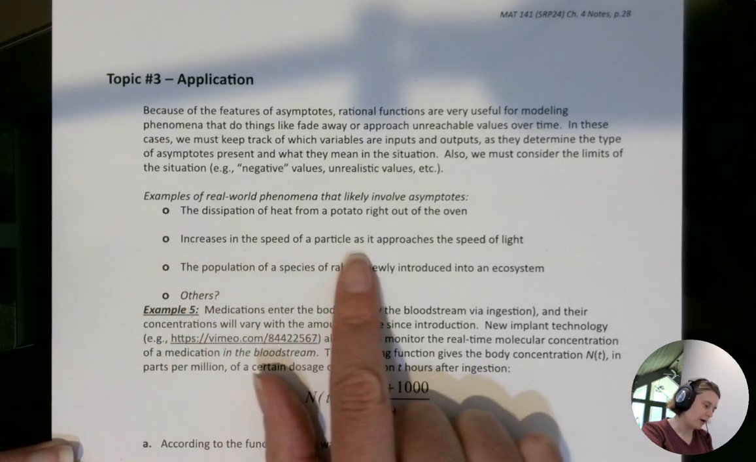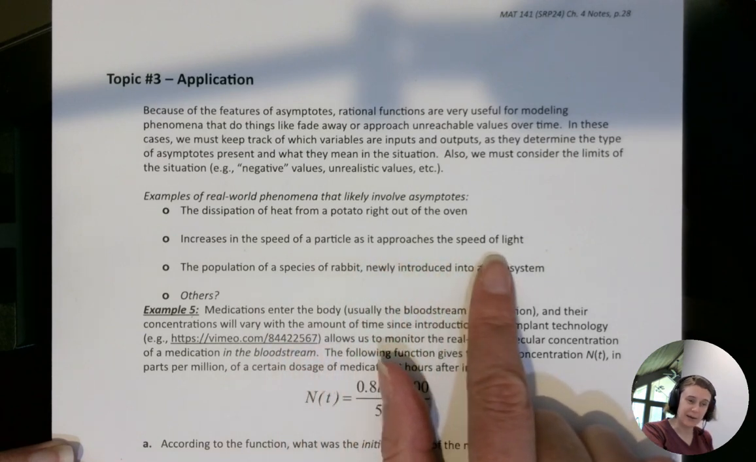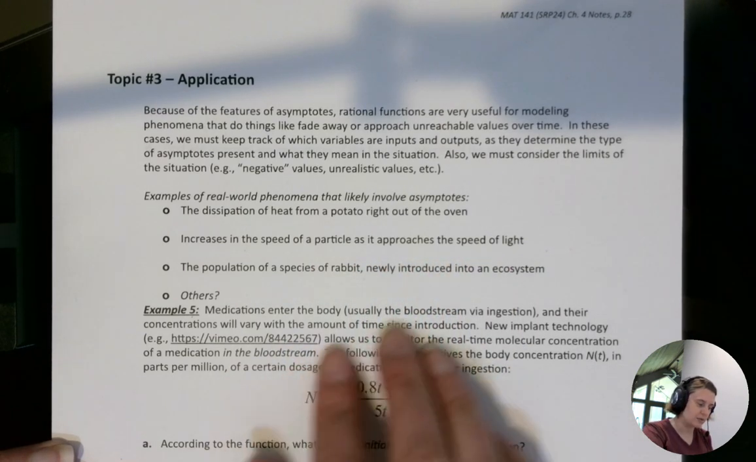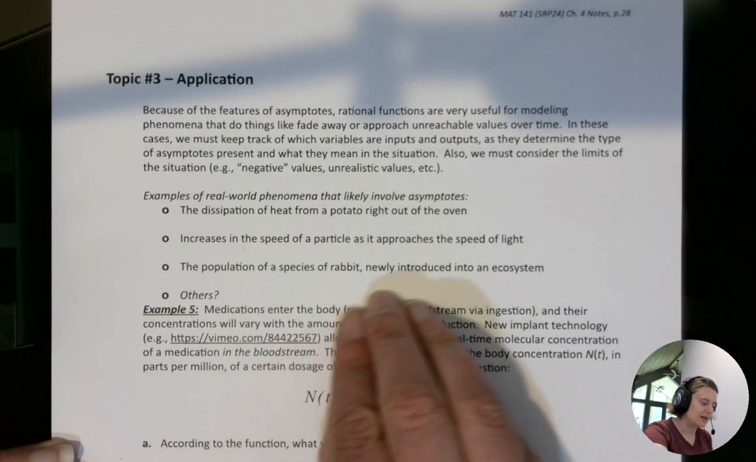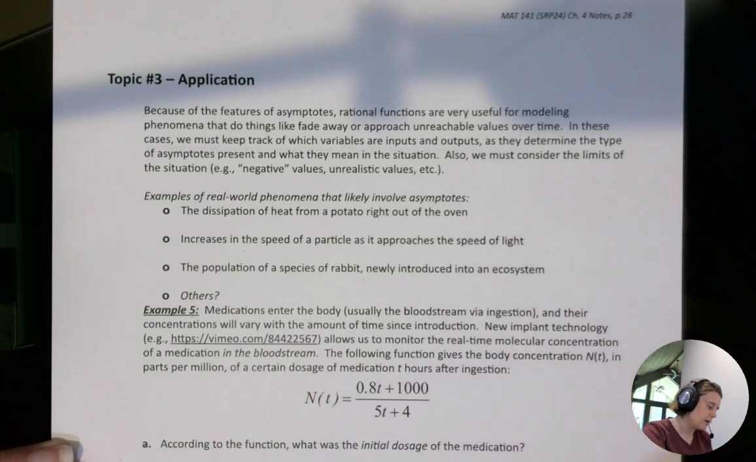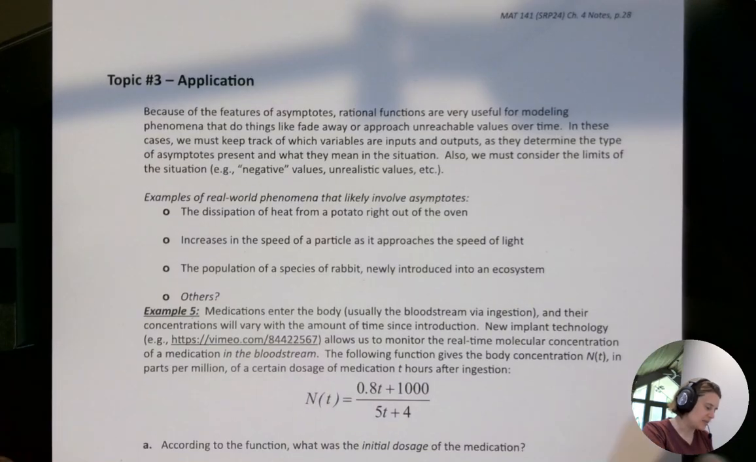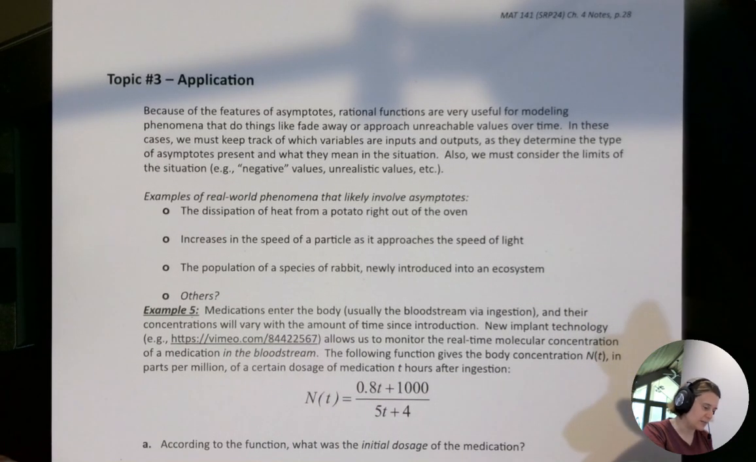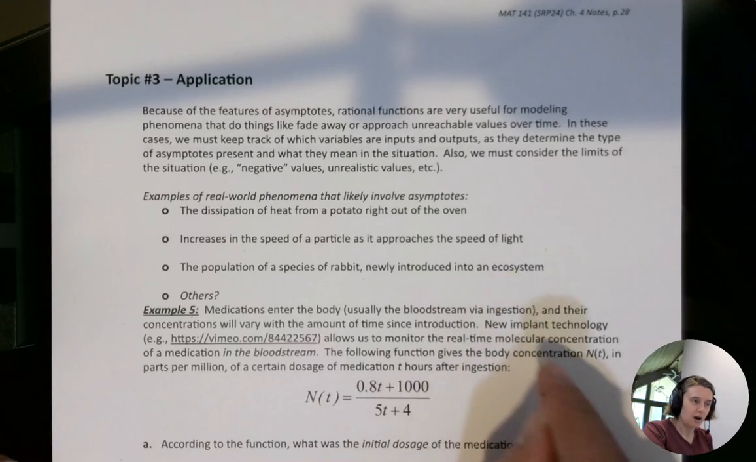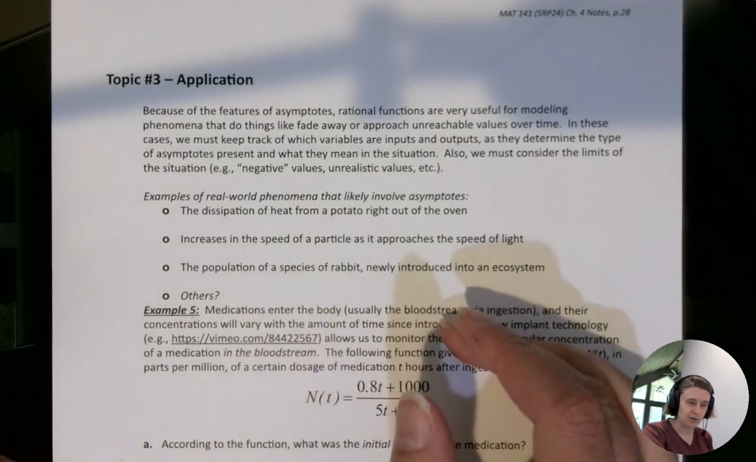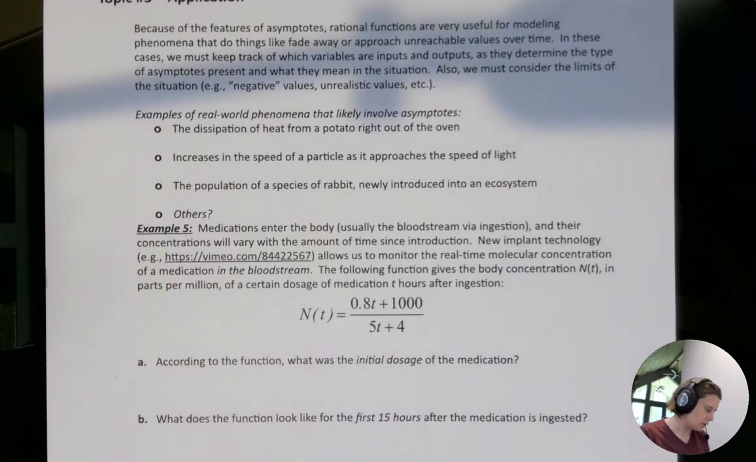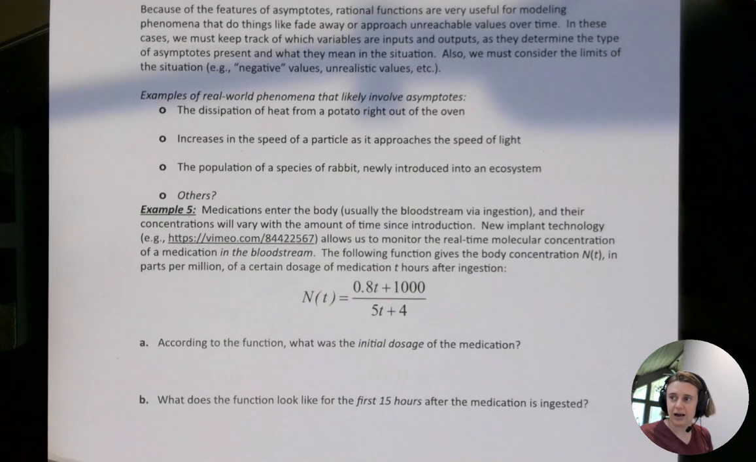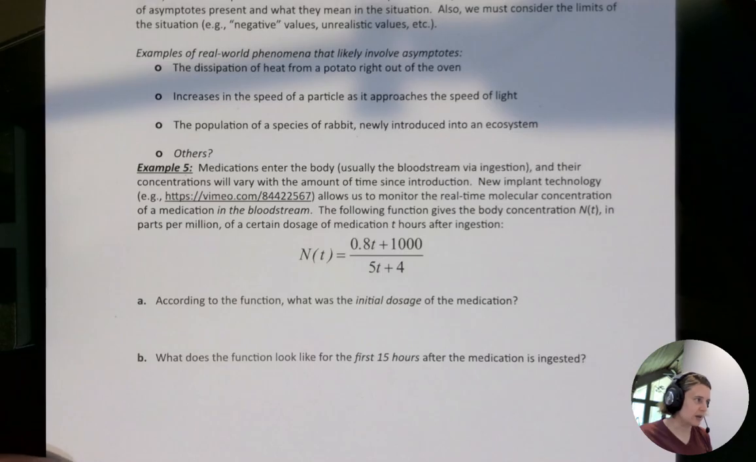Increases in speed of a particle as it approaches the speed of light. That's going to be another instance of maybe a horizontal asymptote where your particle is going to rapidly increase until it levels out and tries to reach that speed. Population species of organisms in an environment often are going to have some sort of asymptote as well, another horizontal asymptote there. I'm sure you can think of some others. And we'll look again at this first example.